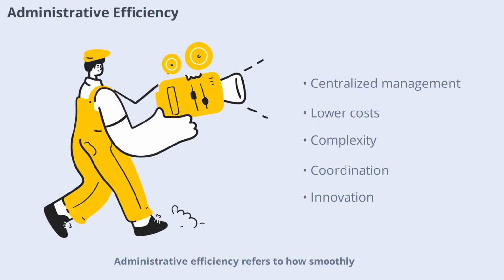Administrative efficiency refers to how smoothly a healthcare system operates behind the scenes. The Beveridge and NHI models tend to have lower administrative costs due to centralized management. The Bismarck model's multiple insurers can increase complexity but also foster innovation. Out-of-pocket systems may lack coordination, leading to inefficiencies. Efficient administration helps reduce costs and improve patient care.